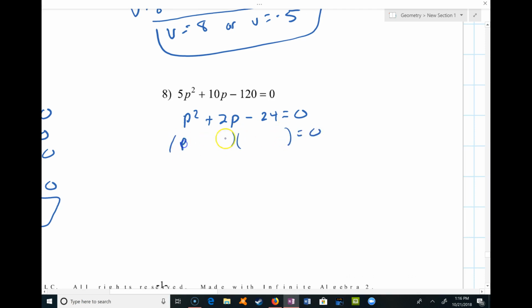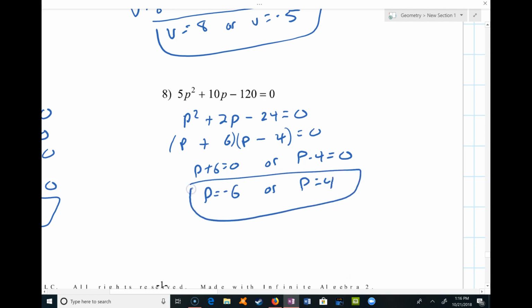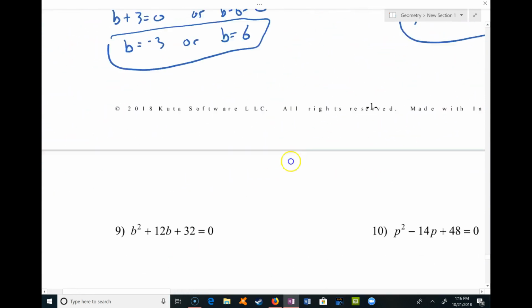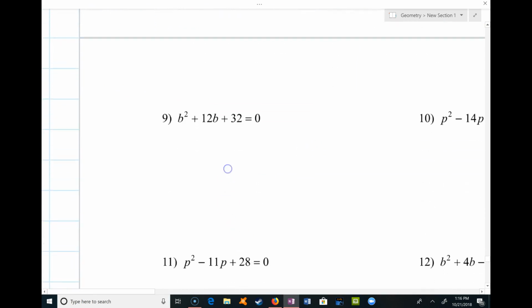And I get p, and looks like maybe 6 and 4, because they have a difference of 2. So I want the 6 to be positive, the 4 to be negative. So then from here, I know that p plus 6 is equal to 0, or p minus 4 is equal to 0. Therefore, p is equal to negative 6, or p is equal to 4. Awesome.